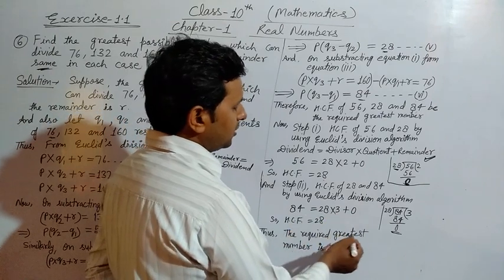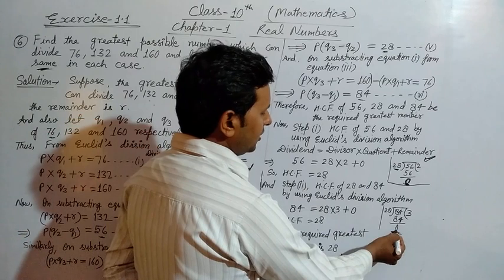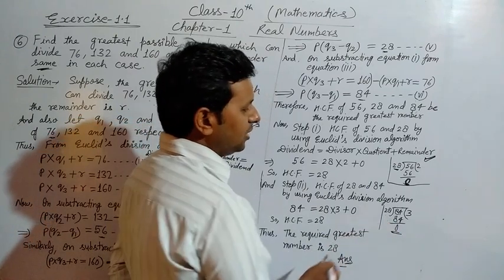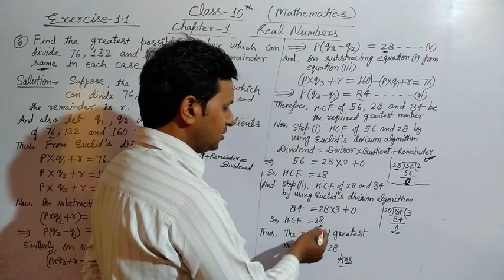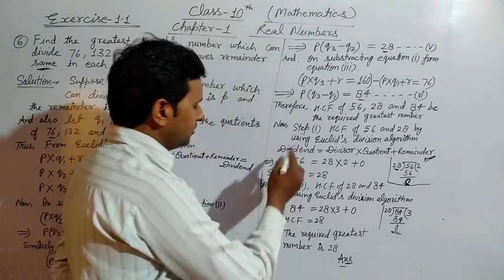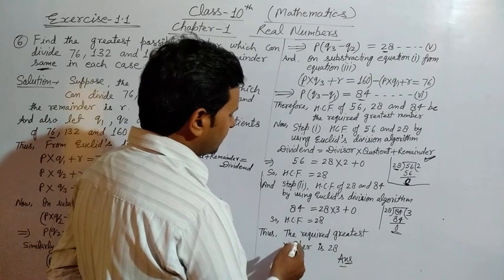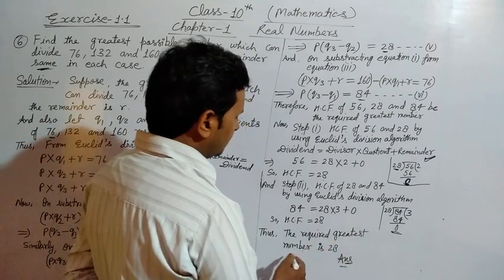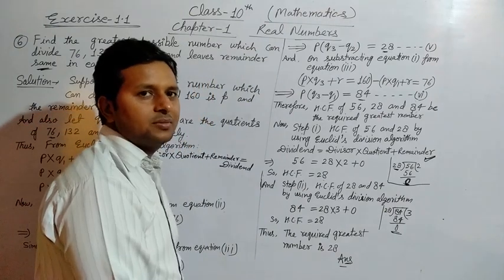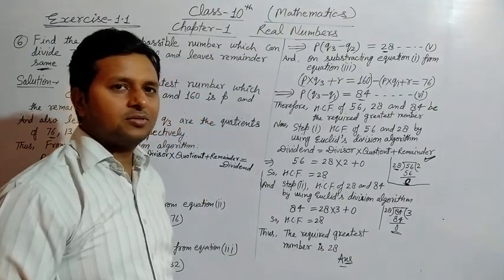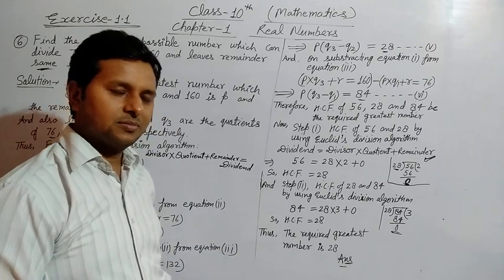Now once again, 0 is the remainder, so the divisor is the HCF of these two numbers. So here also the HCF is 28. In both cases we can say that the required greatest number is 28. This is our answer. So thank you students. You can solve it easily. Thank you.